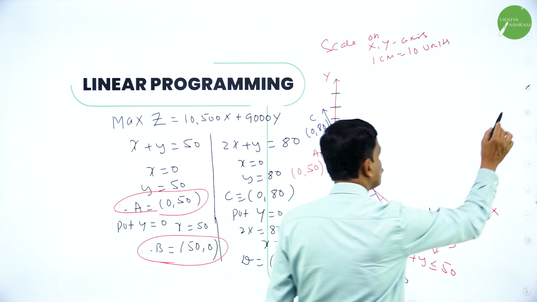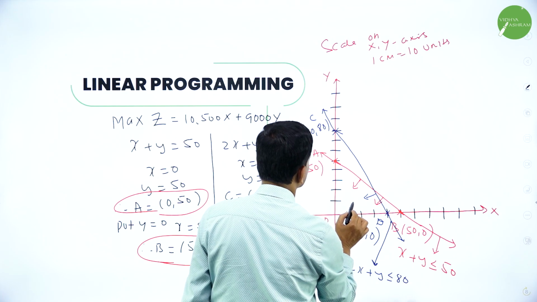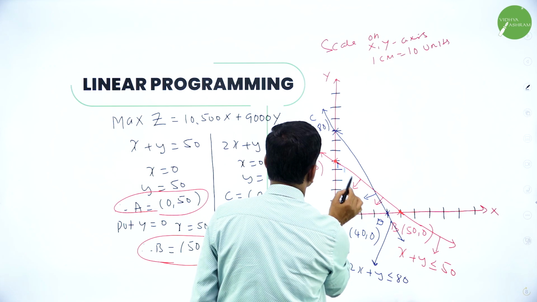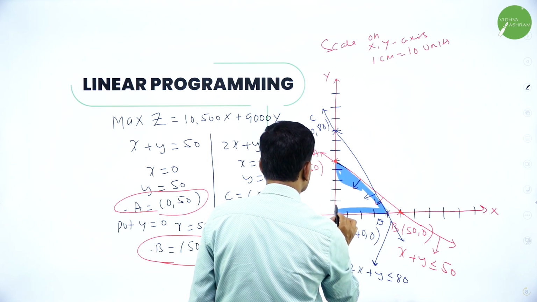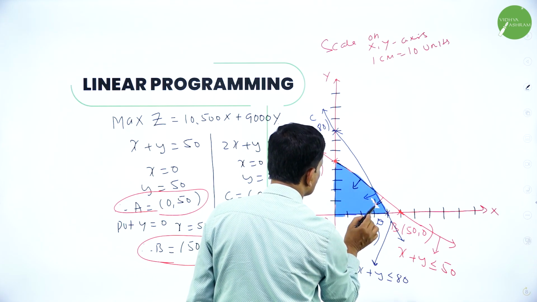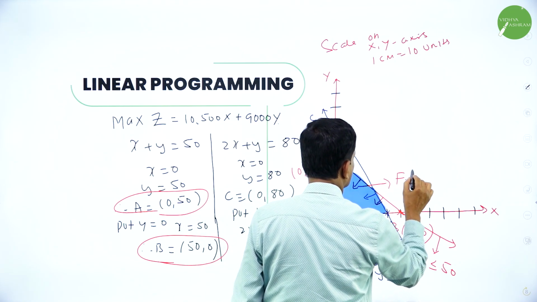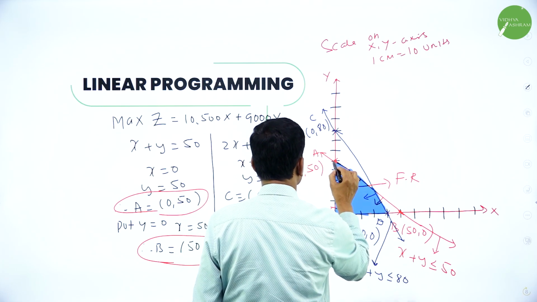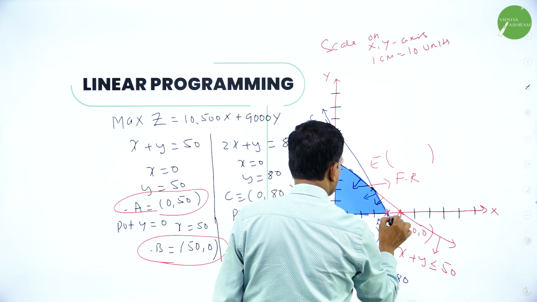Okay. Now, this is the shaded region. This is the feasible region. So therefore this is the feasible region. Now what are the corner points? So these are the corner points: O, this is A, and I'll call this point E, and this point B.